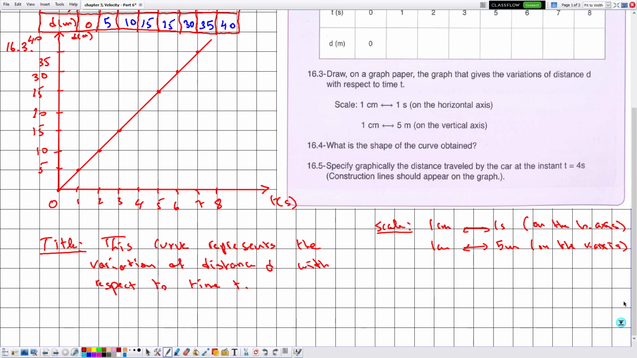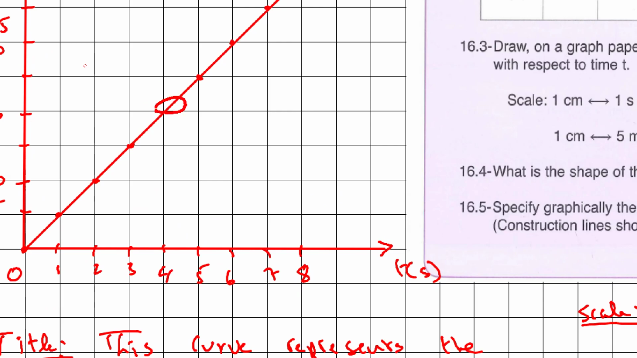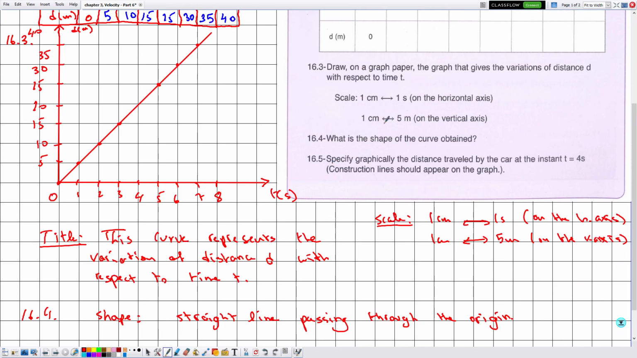Now in 16.4 they are asking me what's the shape of the curve obtained. So this is the curve. Notice that the curve is a straight line passing through the origin. Then the shape is given by a straight line passing through the origin.